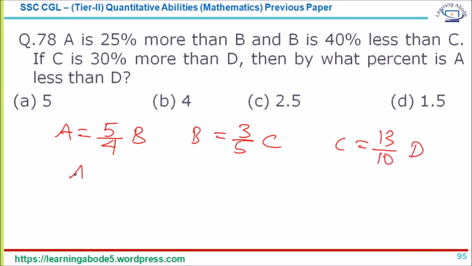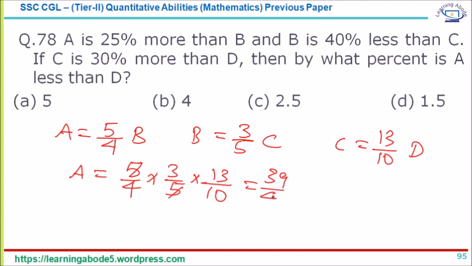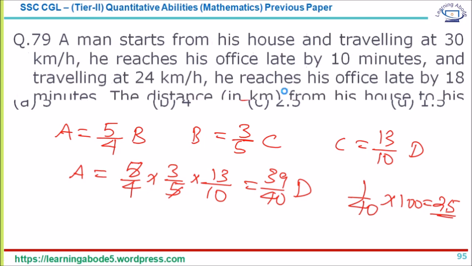So what is A in terms of D? A is 5/4 of B. Now B is 3/5 of C, and C is 13/10 of D. So 5 and 5 go off, and what you have is 39/40 of D. So A is 39/40 of D. By what percent is it less? It is 1/40 less, and in terms of percentage, that's 2.5%. That's answer option C for question number 78.